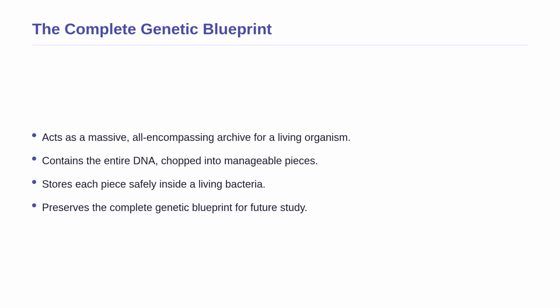Let us start by imagining you want to understand how a massive city was built. You would go to the central archive to see every single blueprint and scrapped idea. A genomic library is exactly like this massive archive for a living organism. It takes the entire DNA, chops it into manageable pieces, and stores each piece safely inside a living bacteria. By doing this, scientists can preserve the complete genetic blueprint of an animal or plant in a way that is easy to search, multiply, and study for decades to come.